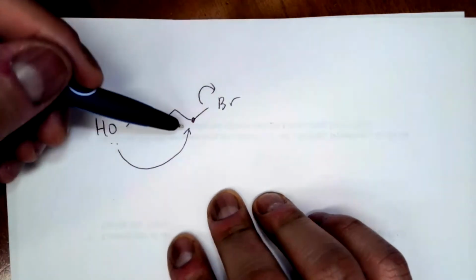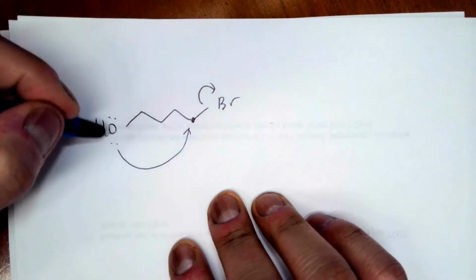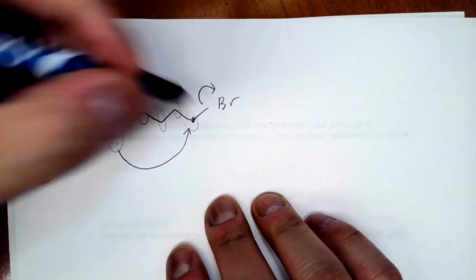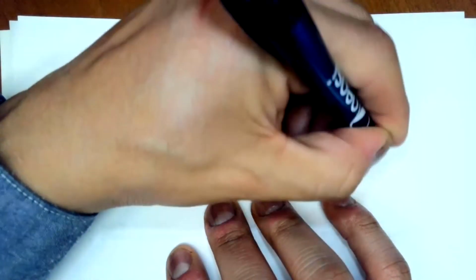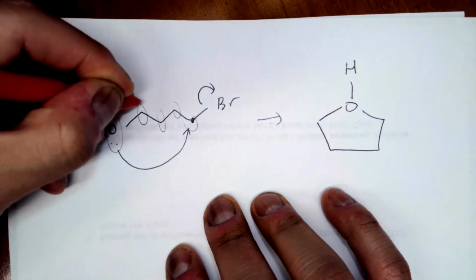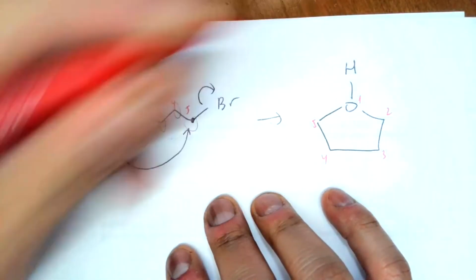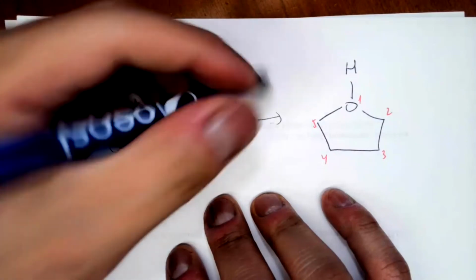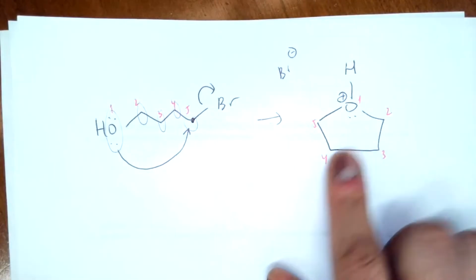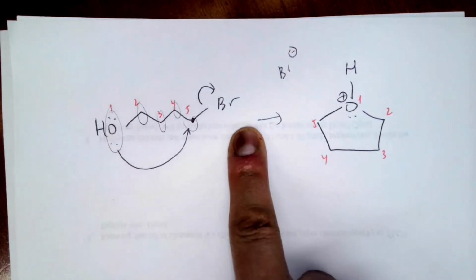SN2 reaction. Why is it SN2? Because this one is a primary substrate. It attacks my ring, and now I cyclize it. Let's label them: 1, 2, 3, 4, 5. The bromine used to be attached to 5, but now bromide is gone, so I have the plus there. That is called an intramolecular reaction.